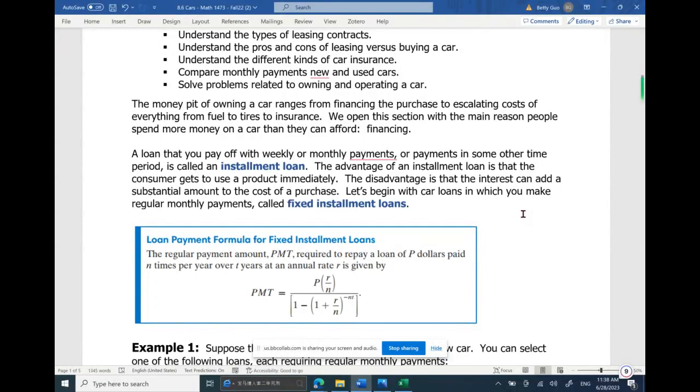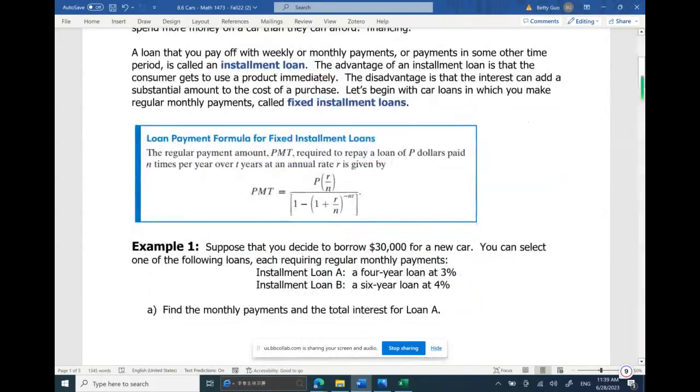The advantage of an installment loan is that the customer gets to use a product immediately. The disadvantage is that the interest can add a substantial amount to the cost of the purchase. Let's begin with car loans, in which you make regular monthly payments, and we call that kind of installment loan a fixed installment loan. In the box, we have the formula to compute the fixed installment loan.